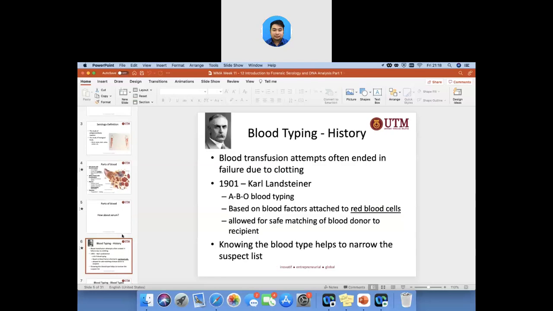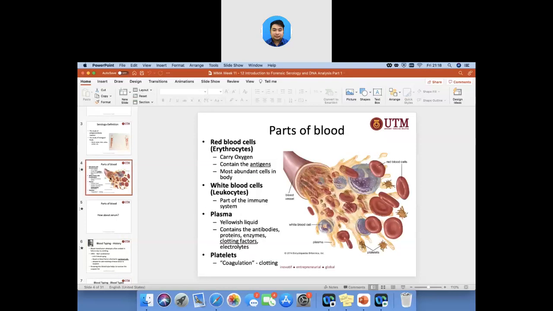Okay, a little bit of the history of blood typing. This is not that important, but it's good for you to know. Blood transfusion attempts often ended in failure due to clotting, because in our blood we have platelets which coagulate. This is part of our body's process. For example, when you have an open wound, these platelets respond by clotting, to make sure that we don't lose a lot of blood.